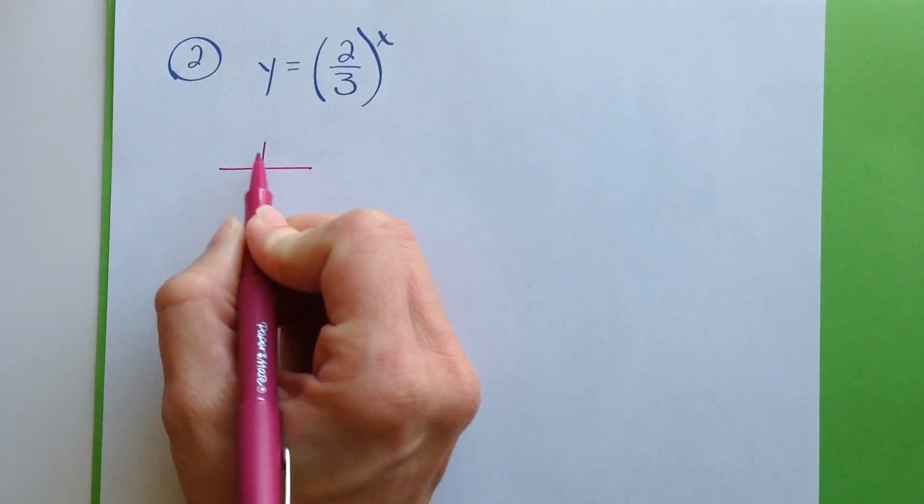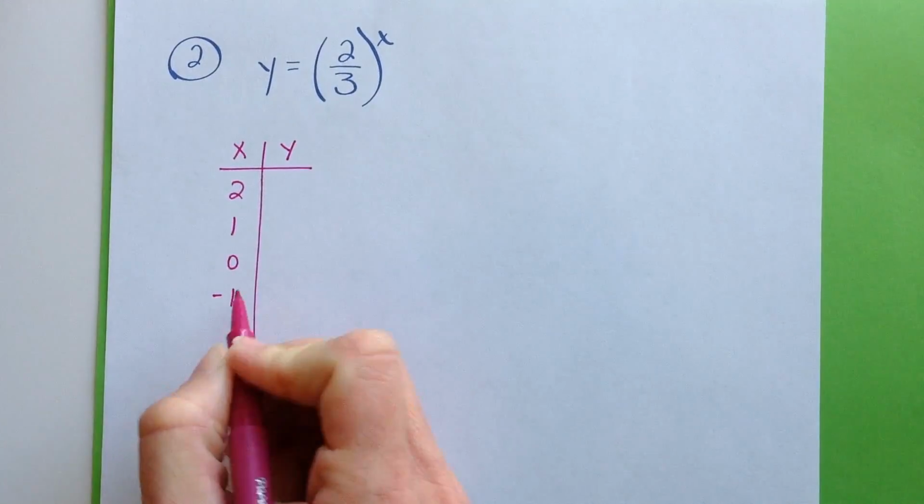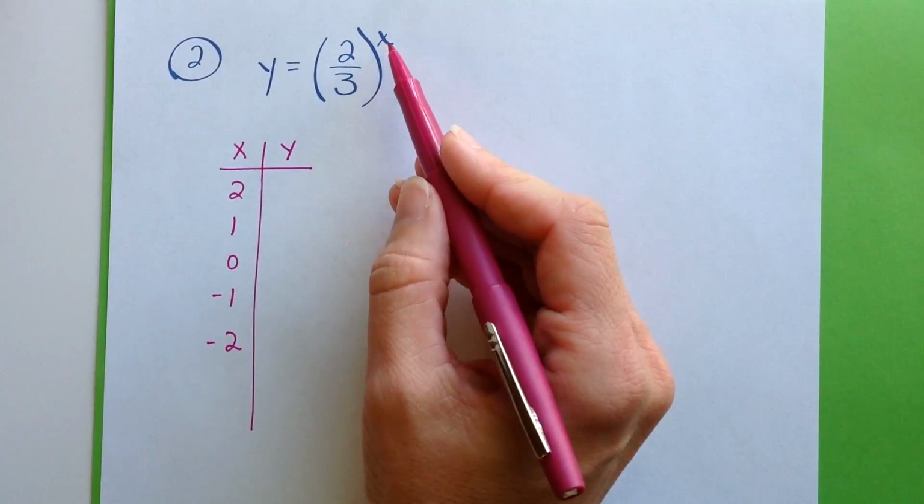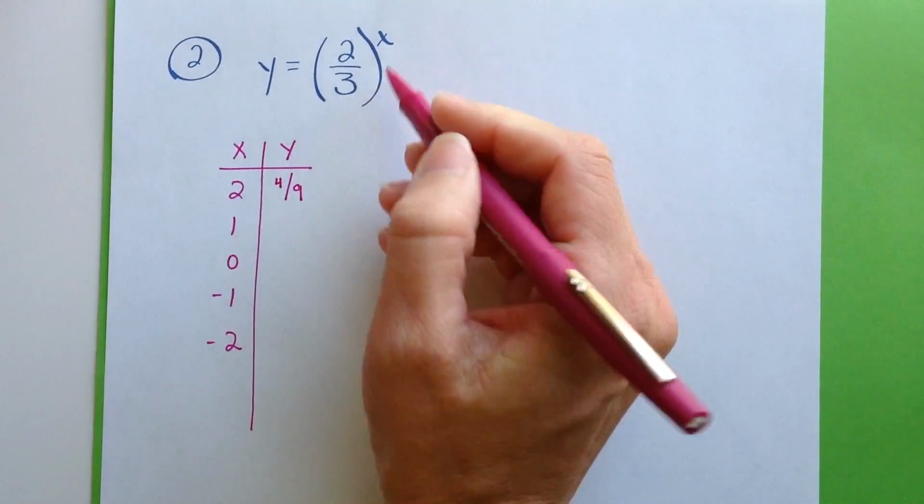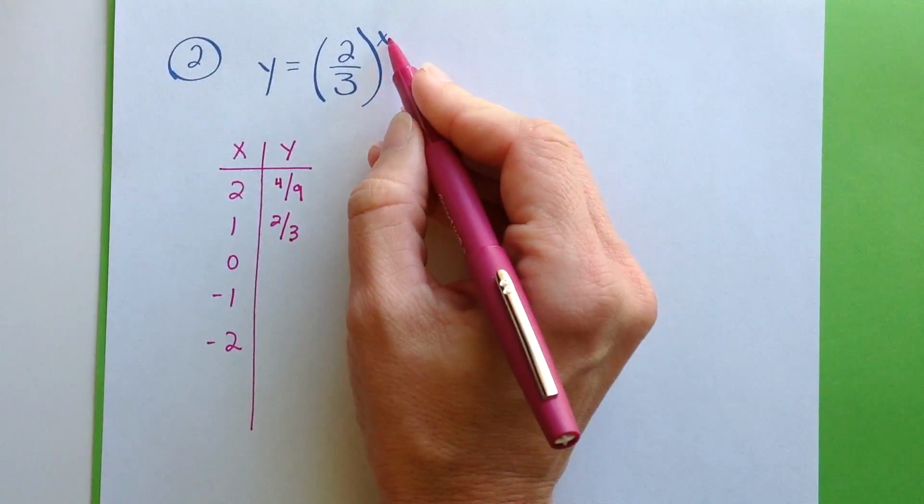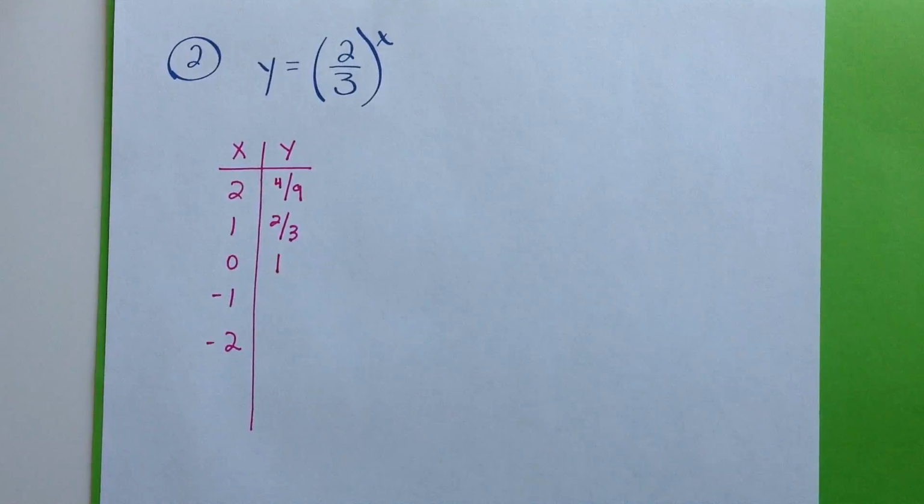And I'm going to use the same x values that I did just a minute ago. Okay, so 2/3 to the second power would give me 4/9. 2/3 to the first power is 2/3. Then we'd have 2/3 to the 0, which is 1. Now you can go through and do the same thing that I did a while ago with the negative exponents, but here's just a little shortcut.